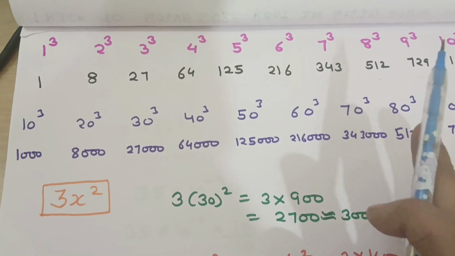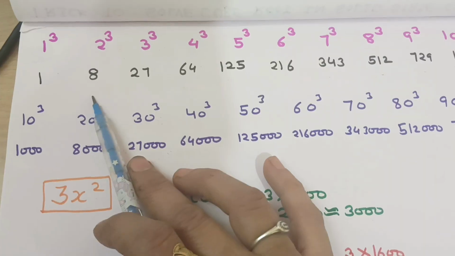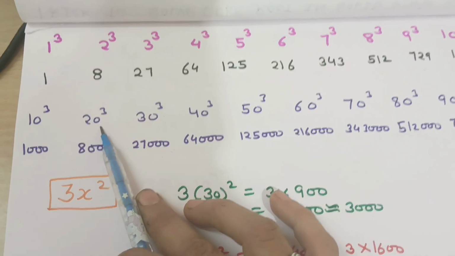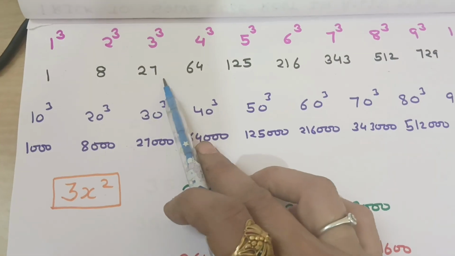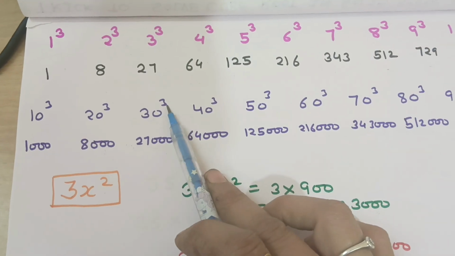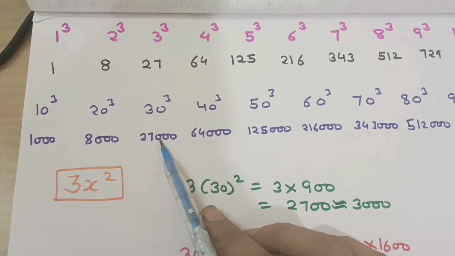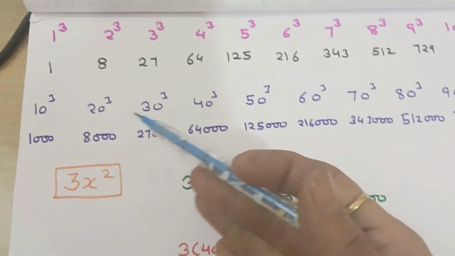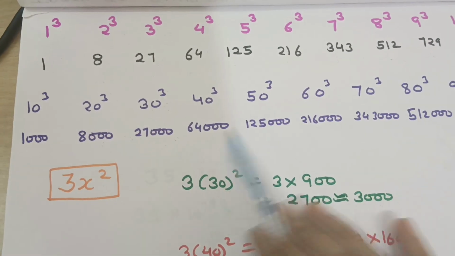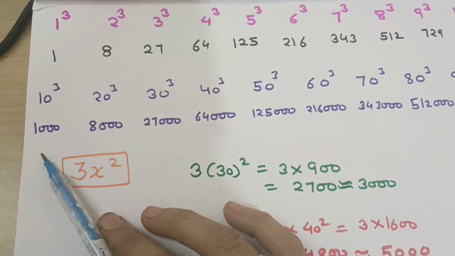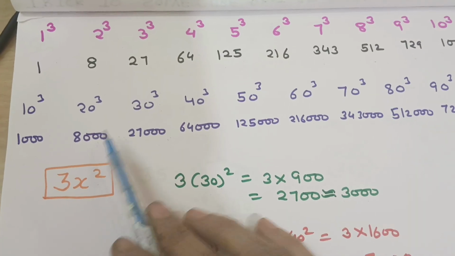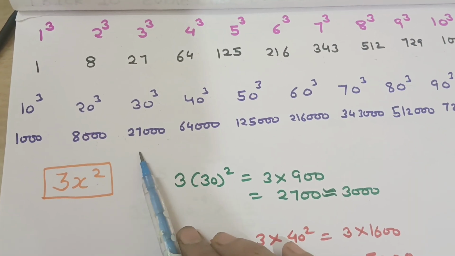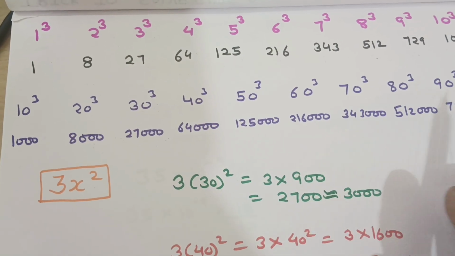Practice these cubes one time and simply think: 2 cube is 8, so the cube of 20 will be 8000. Like that, 3 cube is 27, then the cube of 30 will be 27,000. Just put three zeros after the number, so you will find the cube of 30, 40, 60, and so on. So 10 cube is 1000, 20 cube is 8000, 30 cube is 27,000, like that right up to here.